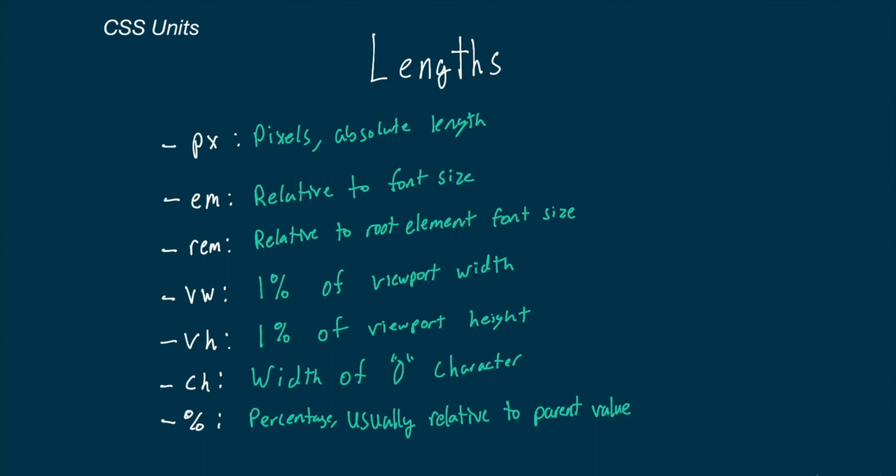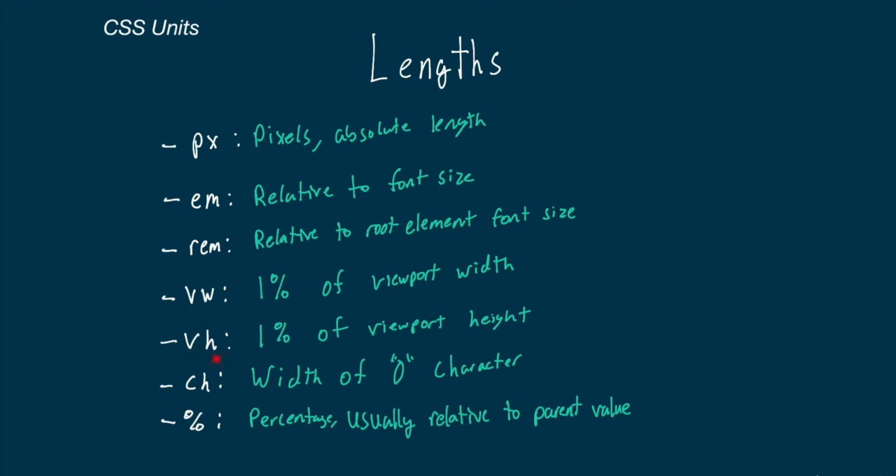On the other hand, relative units make our lengths relative to something else, and there is a variety of useful units here to choose what that something else is. For the EM unit, it will be relative to the font size. Moreover, if you're using an EM to set a font size, it will be relative to the parent's font size. REM is very similar to EM, except it is relative to the root element, which is the HTML tag. By default, this is usually 16 pixels, but we can always change that by changing the font size on the HTML tag. Moreover, this is oftentimes overridden by browser font size settings.